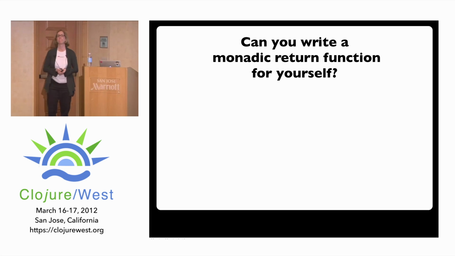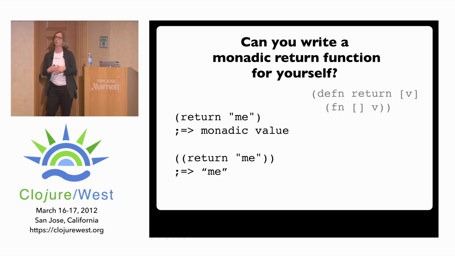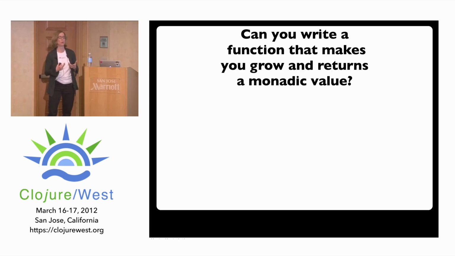Alice thought. Well, if I define me to be a string, I could write return me, and it would be a monadic value, and then I could execute it, and it would be me. The door said, good. Well, he didn't say good, but you could tell. He said, can you write a function that makes you grow and returns a monadic value?